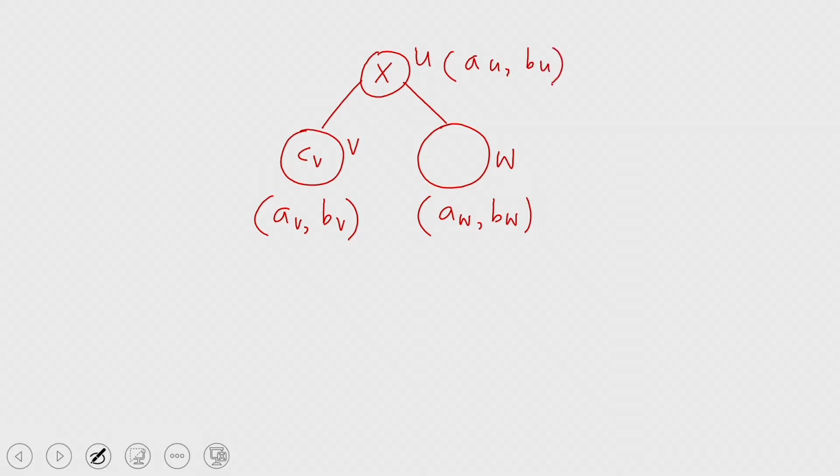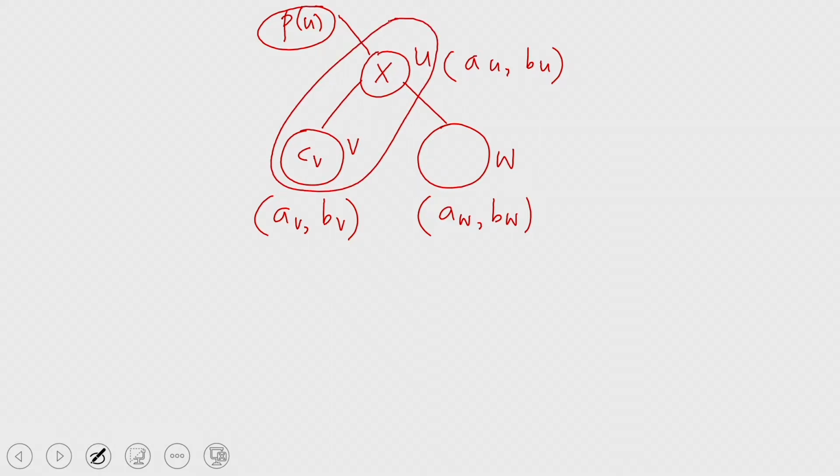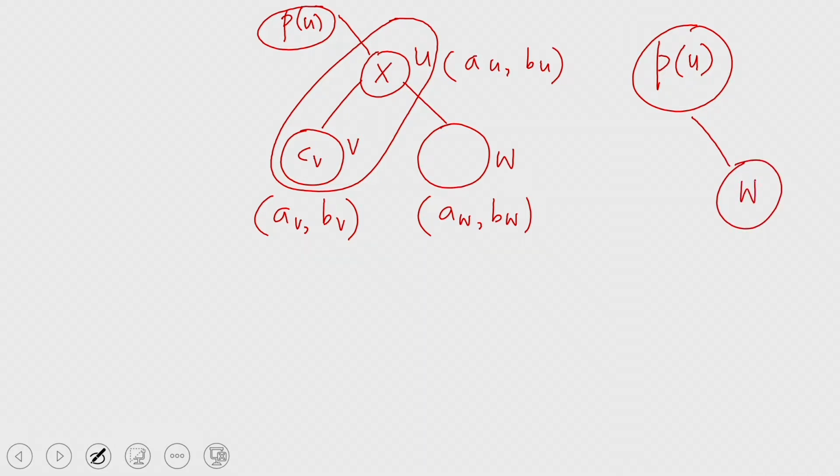The label of U is AU, BU, let us say. And of course, above U we have the parent of U. So, we are planning to rake V along with U. V and its parent U are being raked. So, when we do this, we will have W becoming a child of P of U.